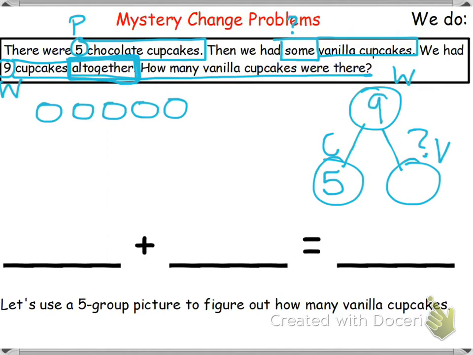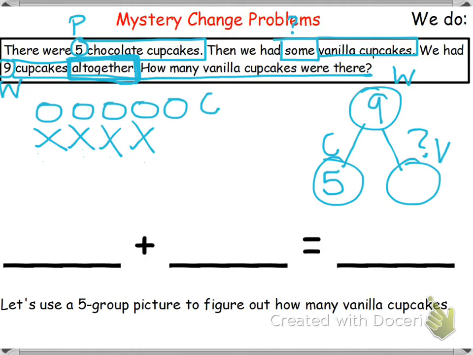Well, I drew 5 already. Well, I have to have 9. So I'm going to count on until I get to 9. Remember, I'm adding an X every time. So 5, 6, 7, 8, 9. So now looking at this, I can see how many X's I drew. Remember, I already drew the 5 that was for chocolate.